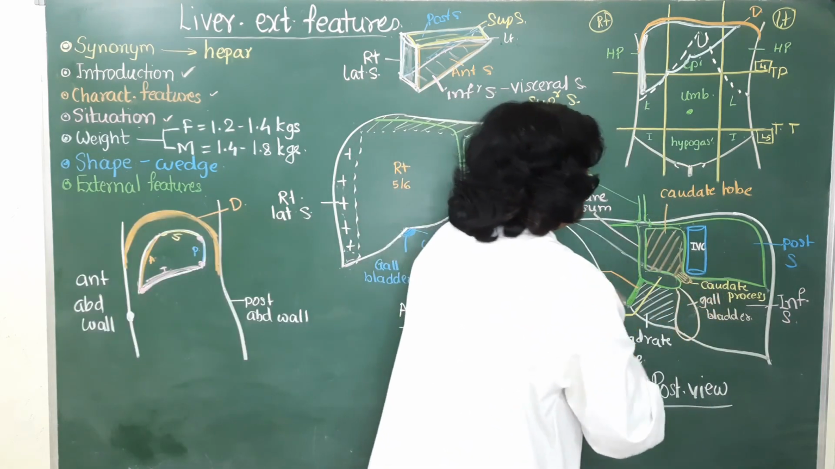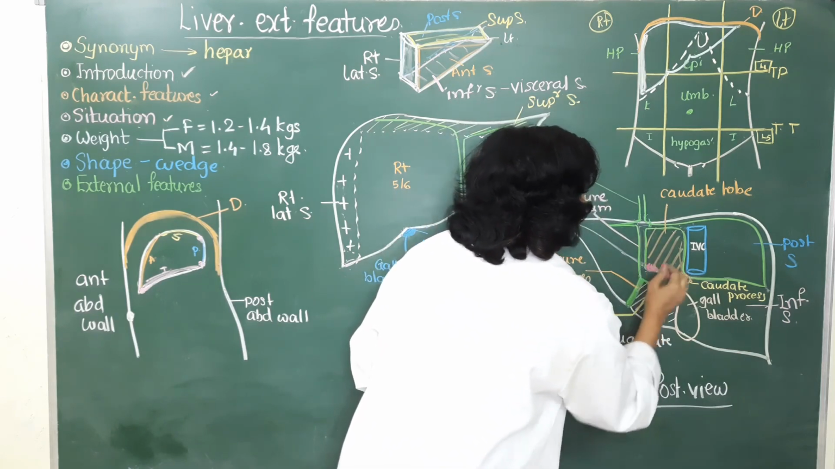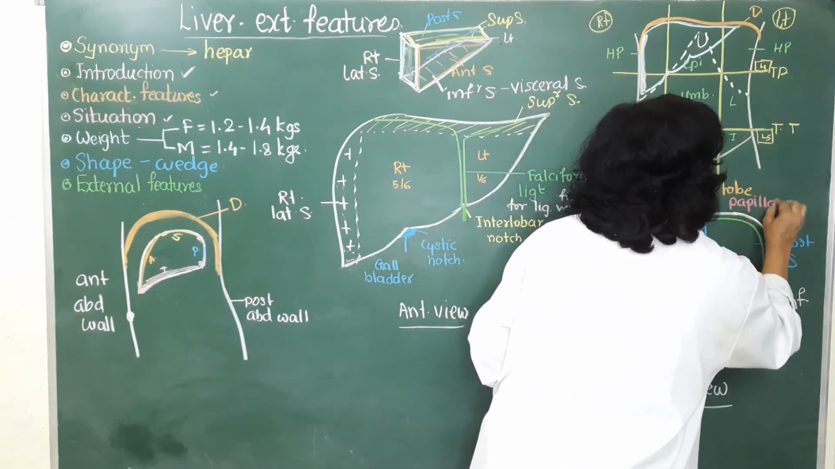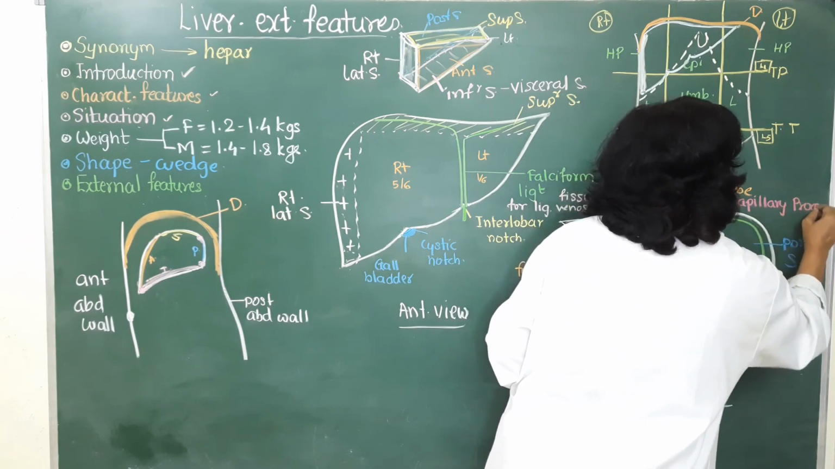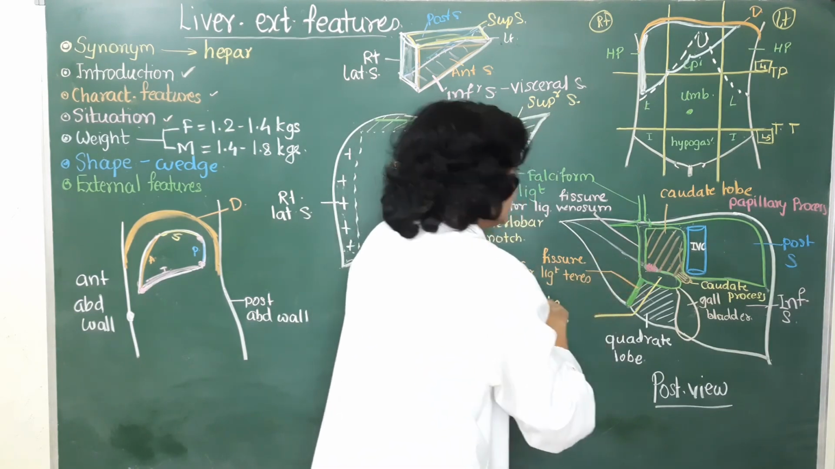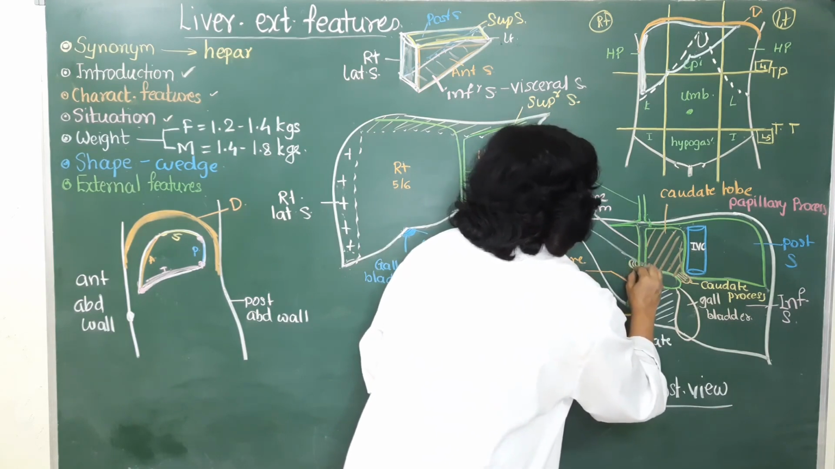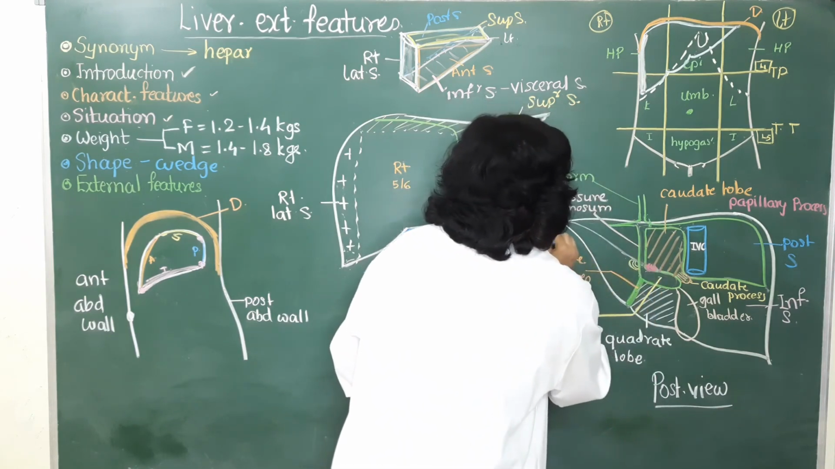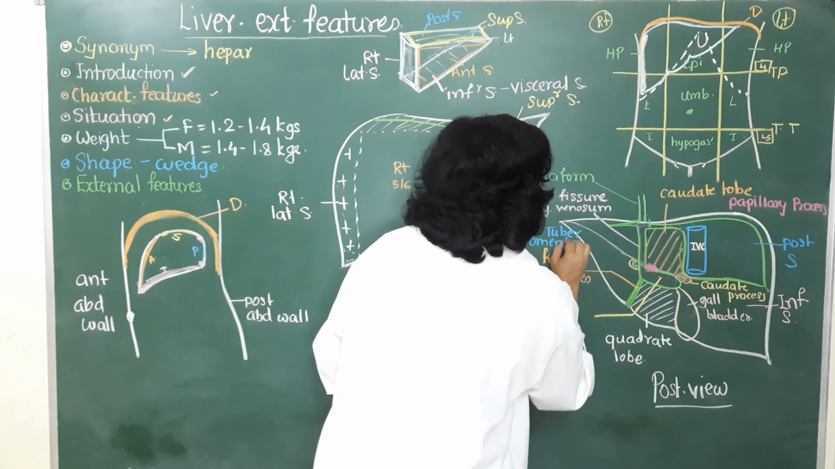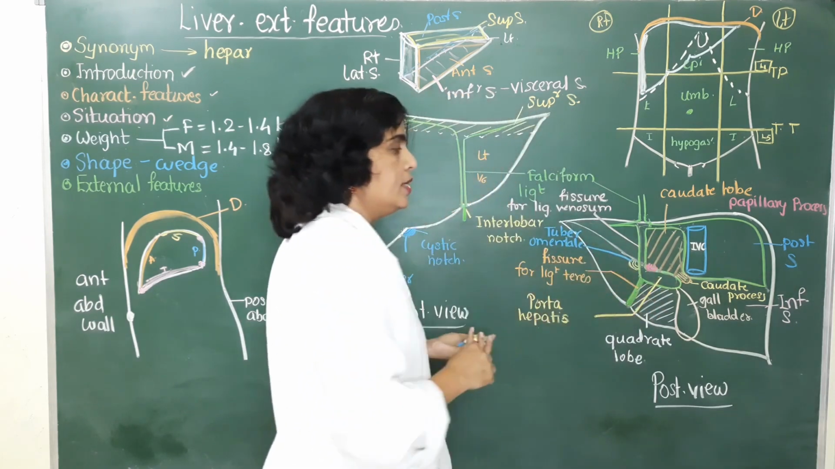On the left side of the lower end of the caudate lobe, there is a conical elevation, and this conical elevation is called the papillary process. On the inferior surface of the left lobe of the liver, near the lower end of the ligamentum venosum, there is an elevation which is called the tuber omentale. It lies on the inferior surface of left lobe of the liver.